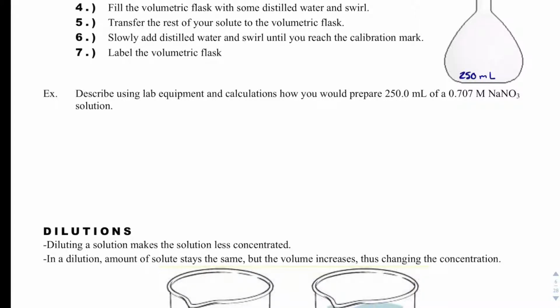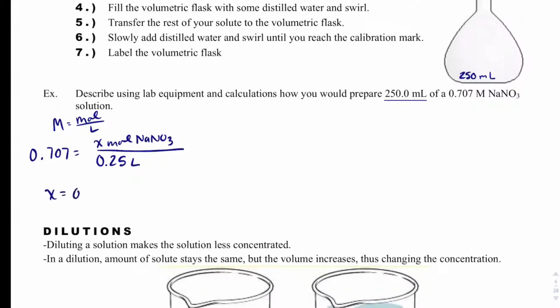Well, the first thing we need to do is do our math, so molarity equals moles over liters, and the reason why it's helpful to write your molarity formula is you can see what you can plug in. So 0.707 equals X moles. We'll have to solve for moles of sodium nitrate, and it's got to be liters, so 250 milliliters. Hopefully by now you can say that that is 0.25 liters. And then we'll cross multiply. We will take 0.25 times 0.707. And this variable x is 0.17675 moles of sodium nitrate.